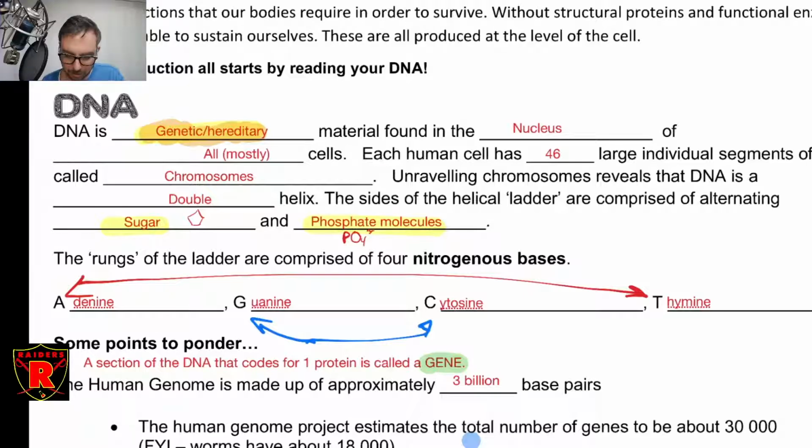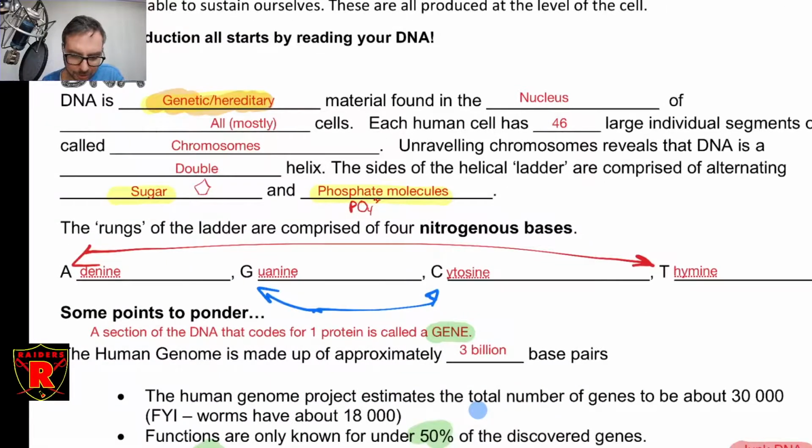And I mentioned that because we only found out within the last 100 years, fairly recently, that DNA was responsible for that hereditary passing on of information from parent to child. It took us a long time to figure that out, actually. And it's found in the nucleus. You guys already know this.